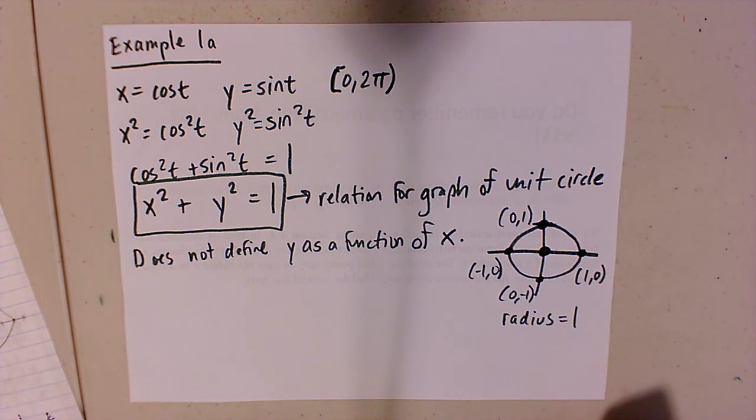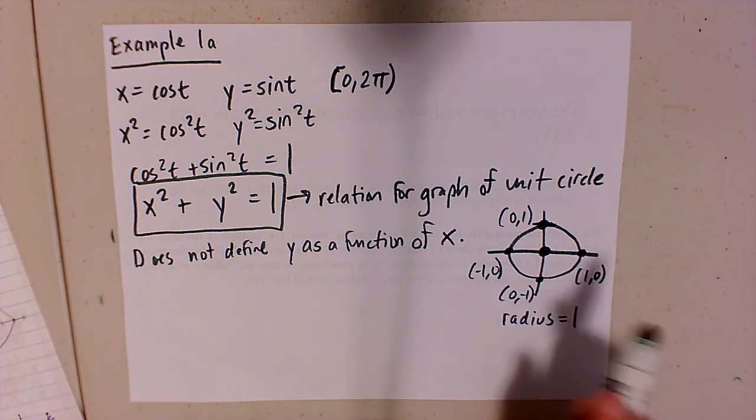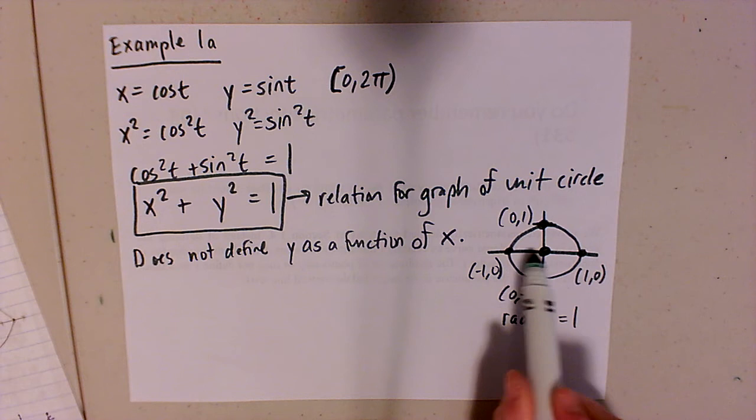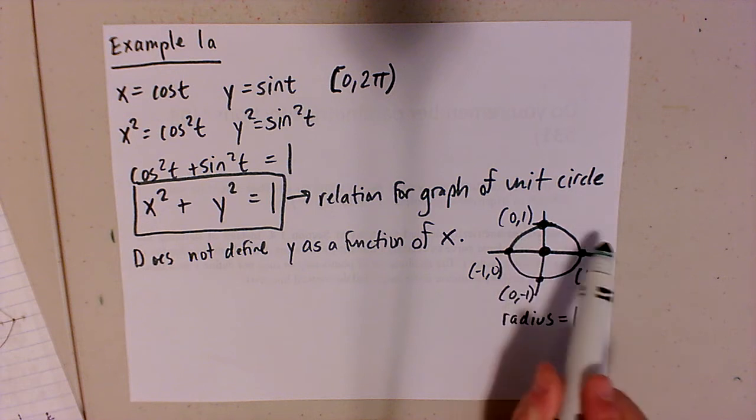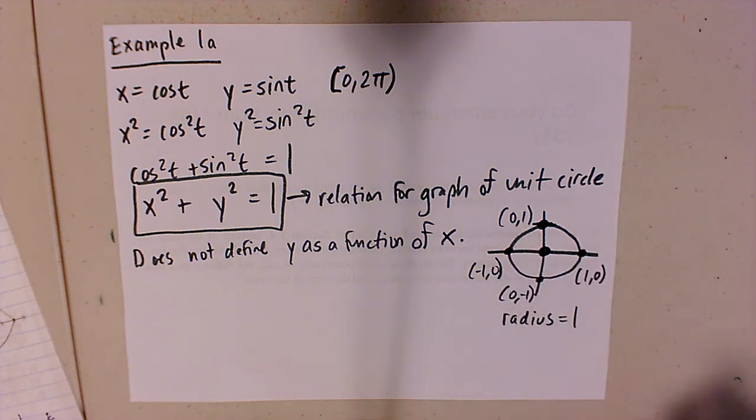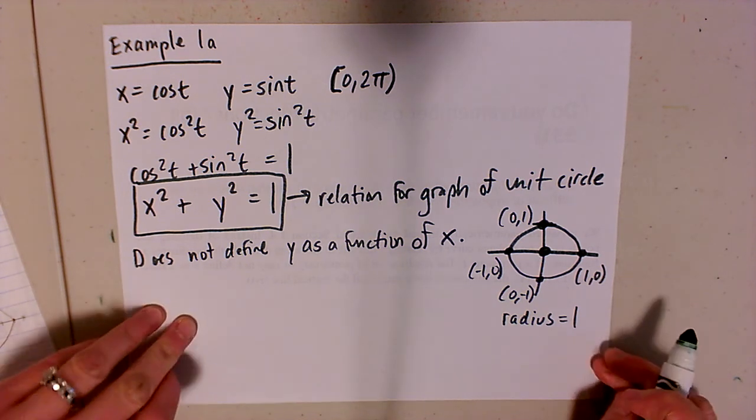If you wanted to define y as a function of x, you could restrict it so you're only doing the top half, the top semicircle, or just the bottom semicircle, and then in that case that would pass the vertical line test, and that would be a function. Alright, so that was 1a. So let's go on to 1b.